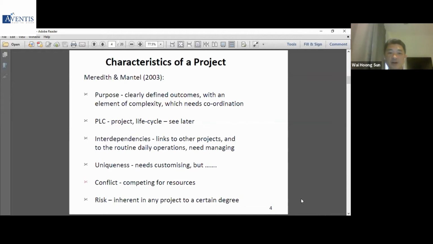Right? Now, uniqueness. So projects are unique, as we said earlier in the first slide, in some way. It cannot be exactly the same as a previous project. If it's exactly the same, you do not need a project. So by definition, it needs to be unique, and because it's unique, it needs customizing. Right? It needs customizing.